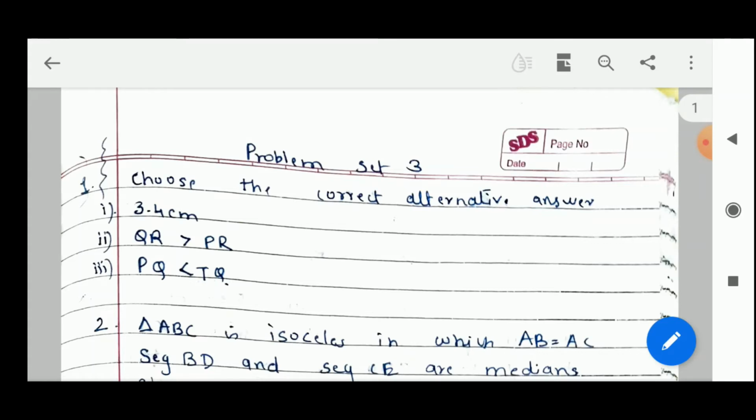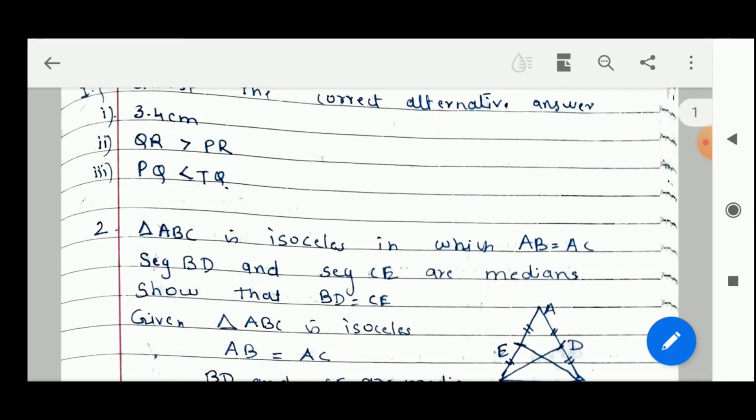Now the first, if two sides of the triangle are 5 centimeters and 1.5 centimeters, the length of its third side cannot be 3.4 centimeters. Sum of the two sides should be greater than the third side. In triangle PQR, if angle R is greater than angle Q, then QR is greater than PR. Third one, in triangle TPQ, if angle T is equal to 65 and angle P is equal to 95, which of the following statements is true? PQ less than TQ is true.